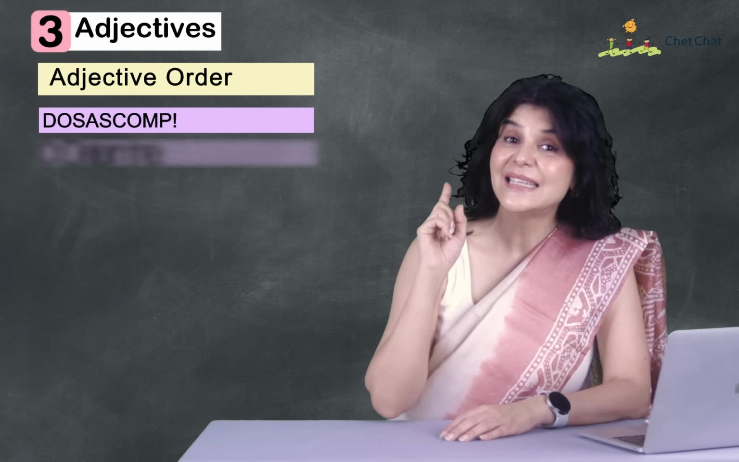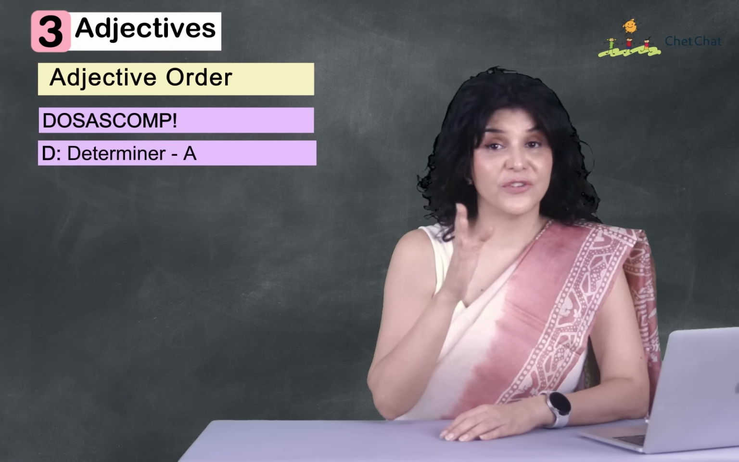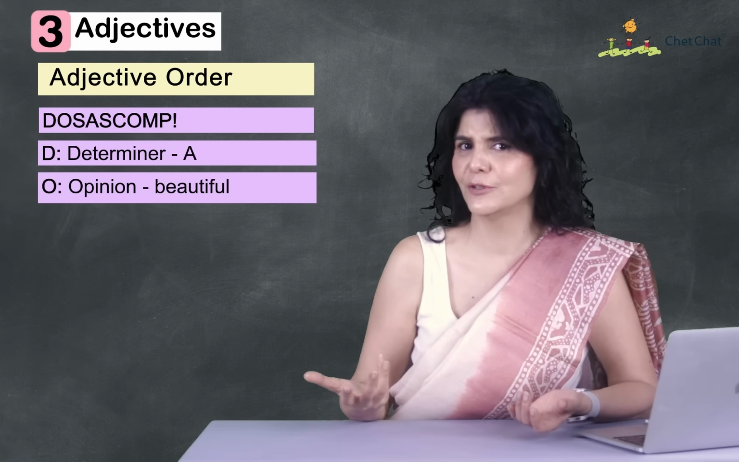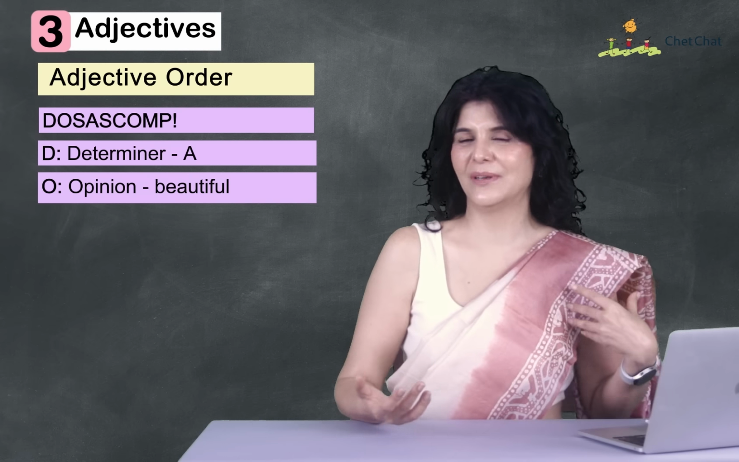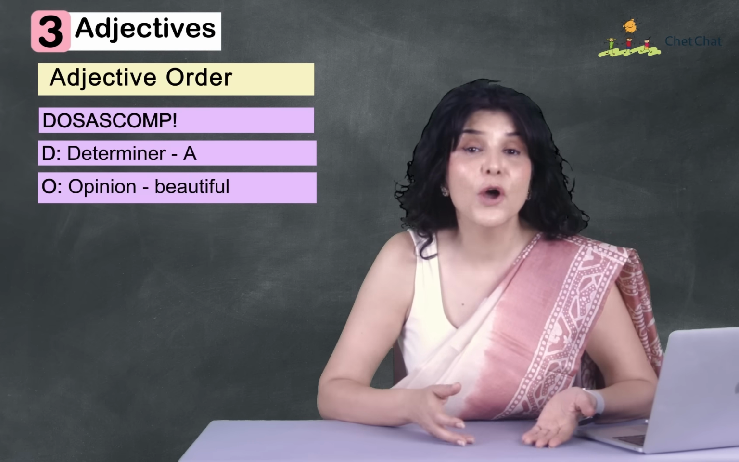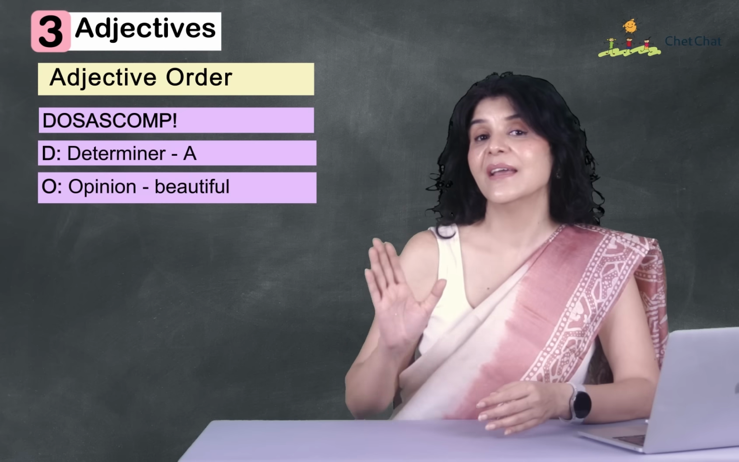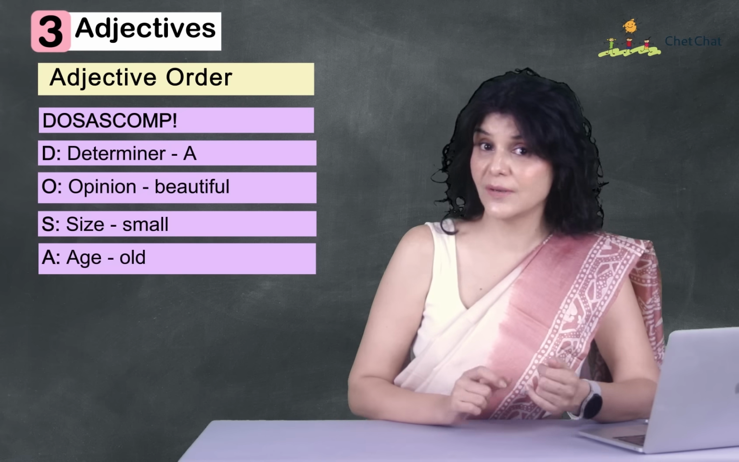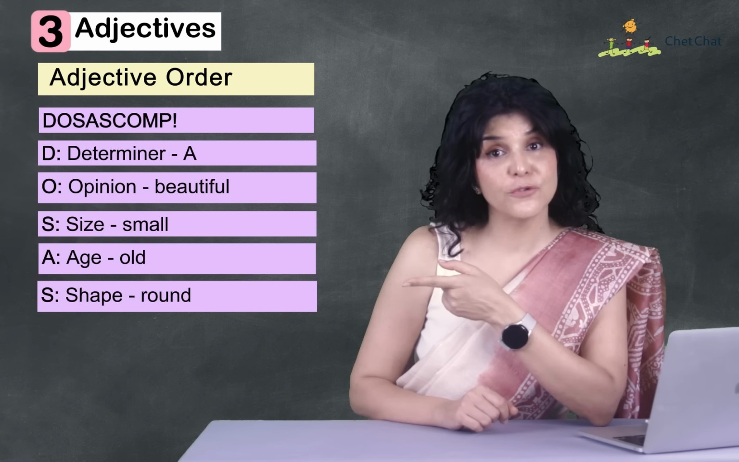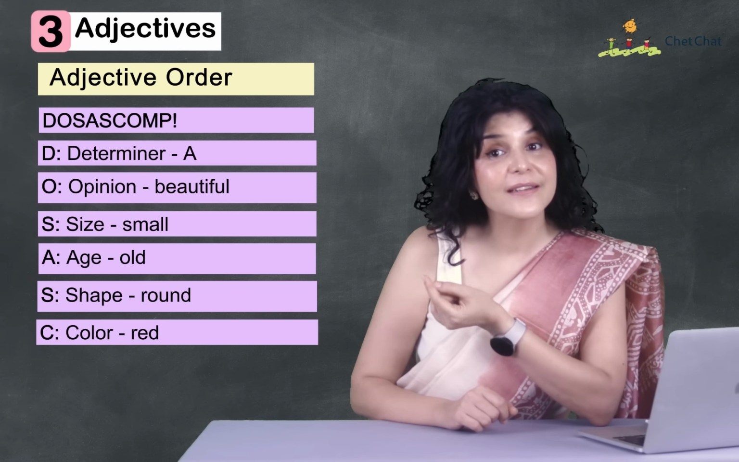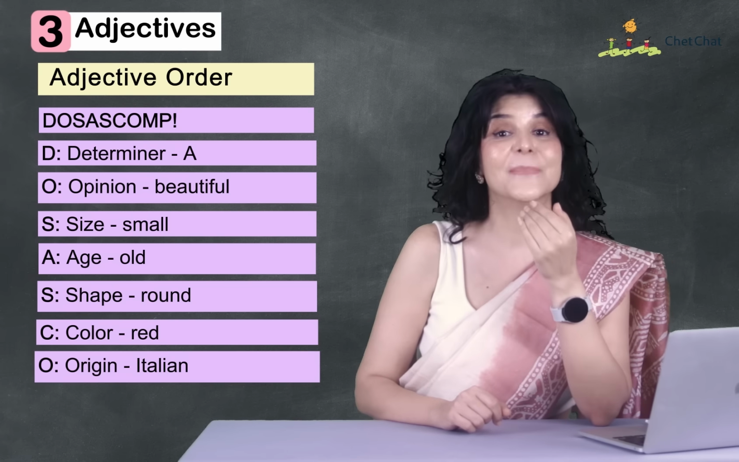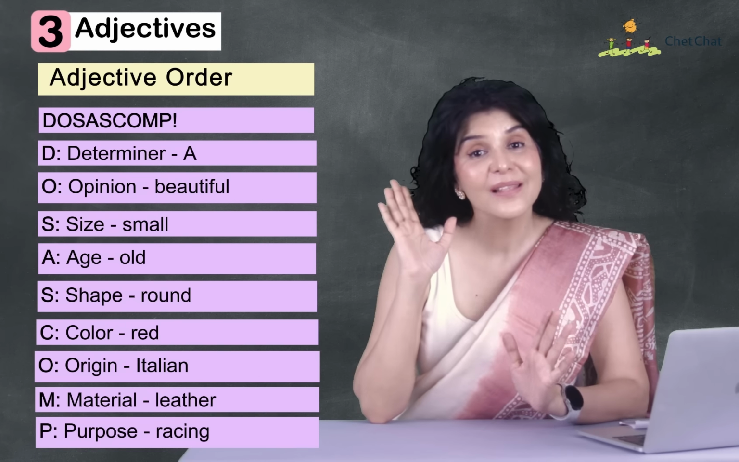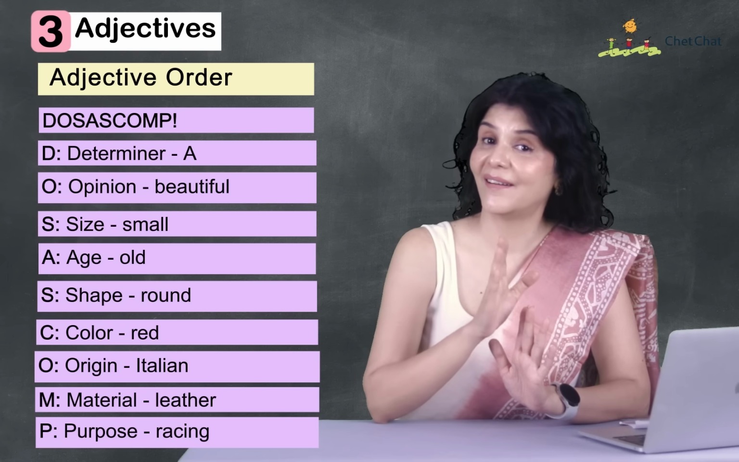Let's see. D for determiner, so "a", which is specific for one thing. O for opinion, so beautiful. Beauty lies in the eyes of the beholder, so I may think something is beautiful, you may not, so it is an opinion. S for size, so small. A for age, old. Shape, round. C for color, red. Origin, Italian. Material, leather. And P for purpose, racing. All these are describing the noun car.